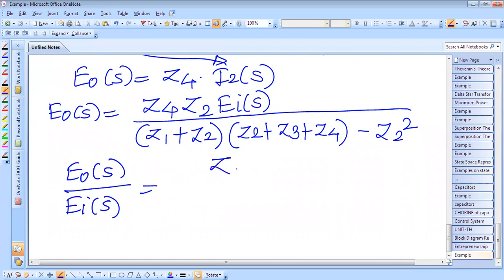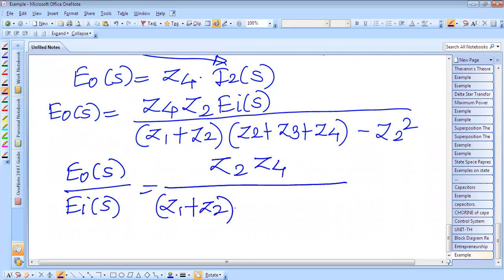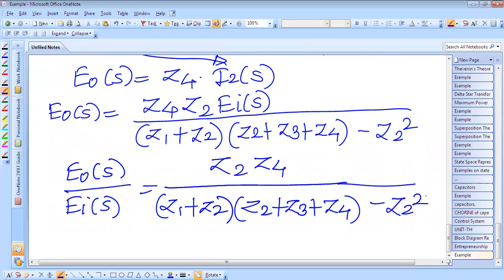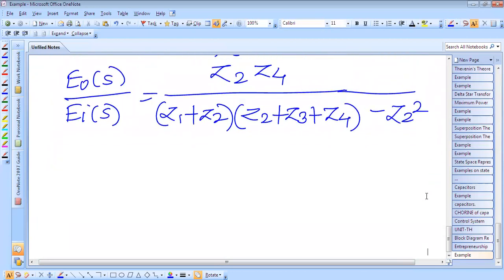So what will remain there? Z2 Z4 divided by Z1 plus Z2 Z2 plus Z3 plus Z4 minus Z2 square. So this is your transfer function. So we'll substitute the values now. So what is Z1 we have considered here? Z1 is equal to R1.